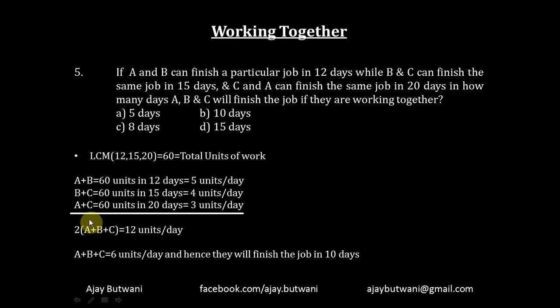So I hope you have got this question. I have added these 3 numbers that give me 12, but this 12 is not the answer for A plus B plus C. It is the answer for twice A plus B plus C. So the answer for A plus B plus C is going to be 6 units per day, and with the speed of 6 units per day they are going to take 10 days to finish 60 units. In the same question we will be doing some variation, and we are going to see that in the next slide.